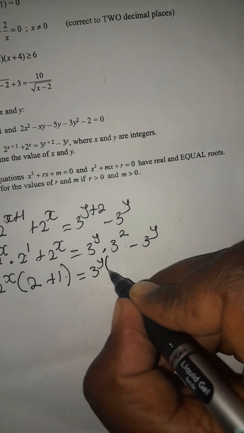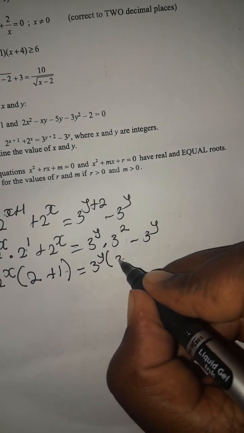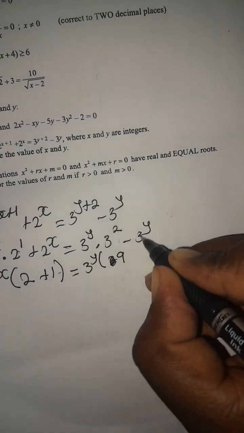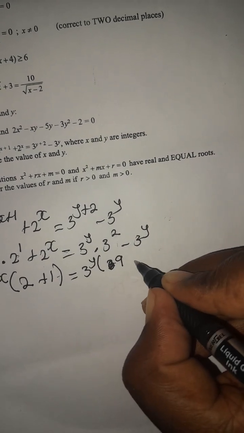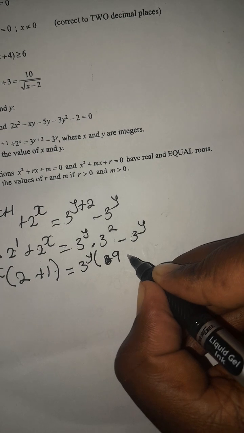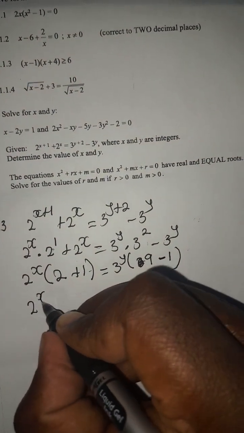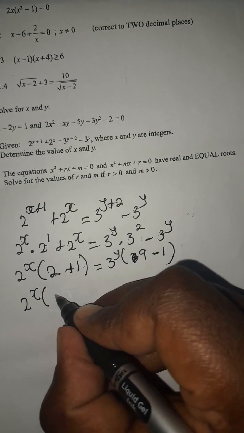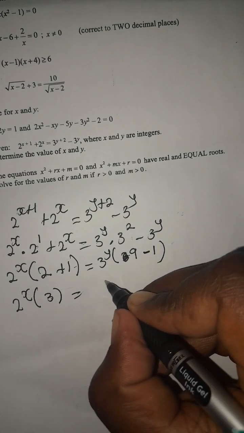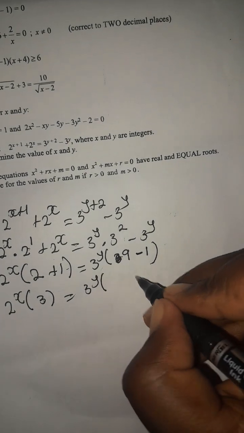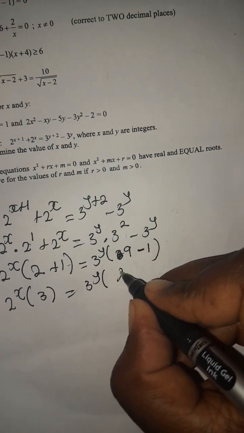Take out the highest common factor, 3 to the power of y. What are we left with here? We are left with 3 squared, that will be 9, and to get to negative 3 to the power of y, that will be minus 1. So from here, we have 2 plus 1, that will be 3, and we also have 3 to the power of y times 9 minus 1, that will be 8.